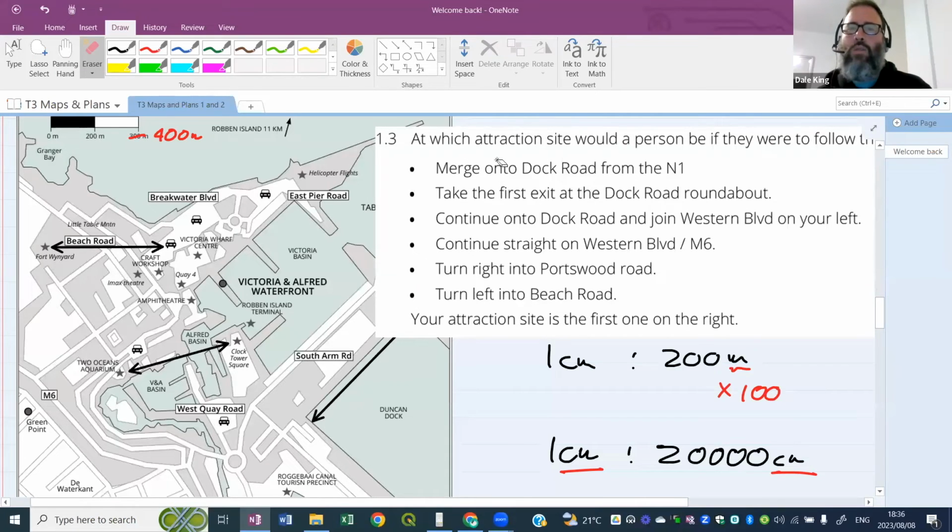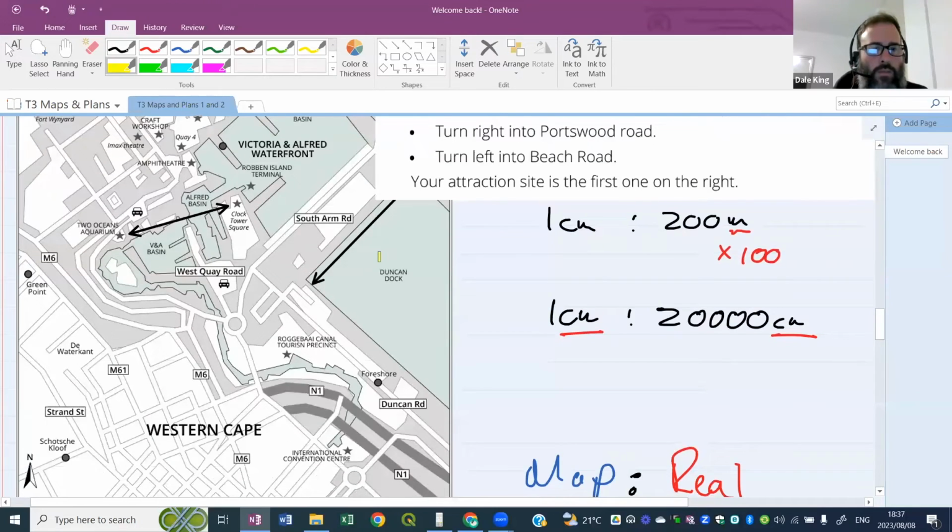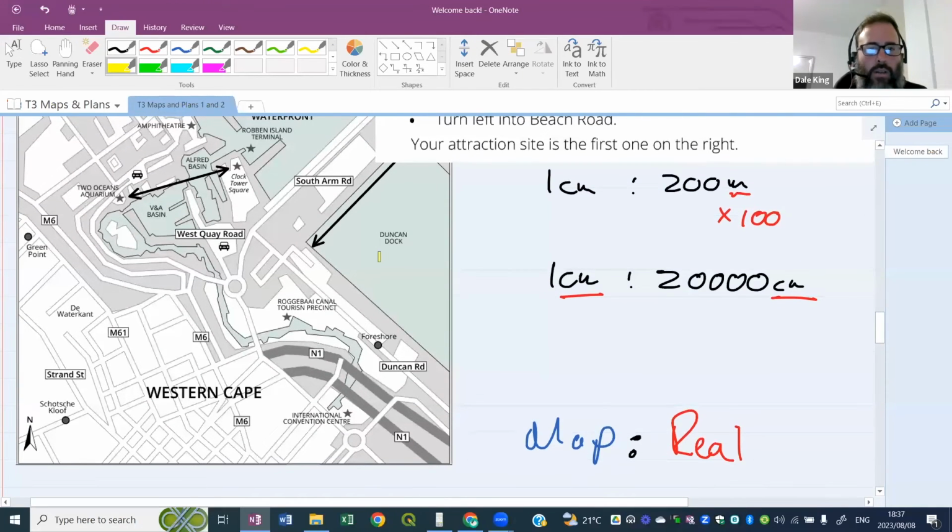They're saying, at which side would a person be if they were to follow these directions? This is how you should be writing directions if you got a question like that. Give directions from point A to point B. Okay, so as we go through this, look at the words they use. I will highlight them, and you should try and use the same words when you answer this kind of question. So we merge onto Dock Road from the N1. Where's the N1? Here's the N1. All right. We merge onto Dock Road from the N1.